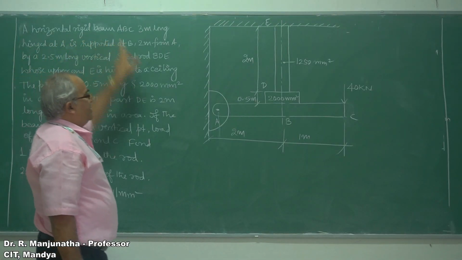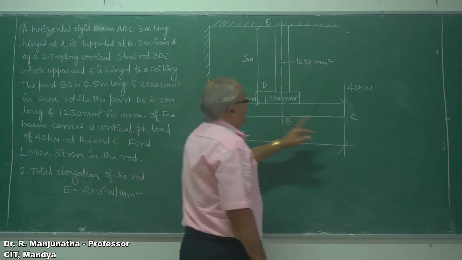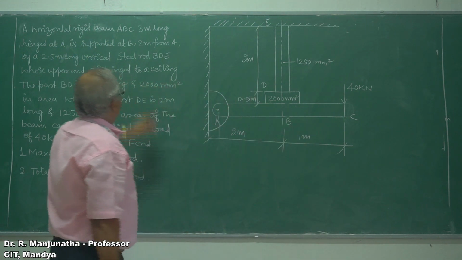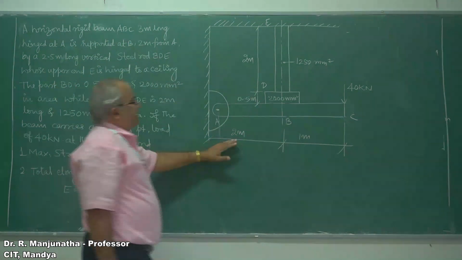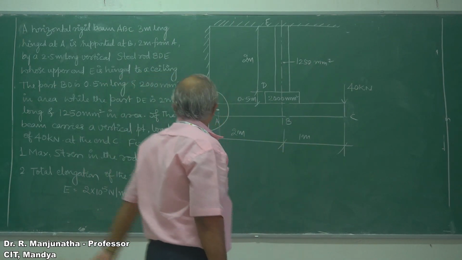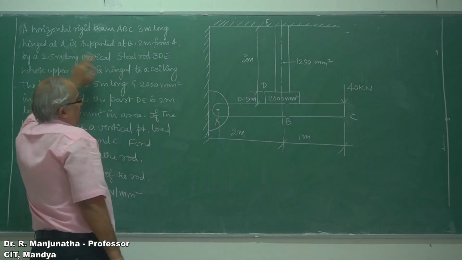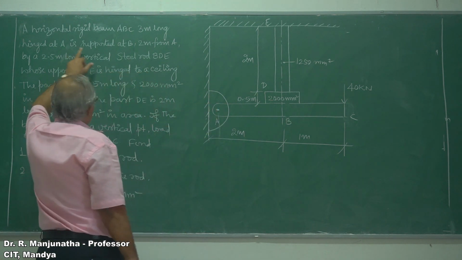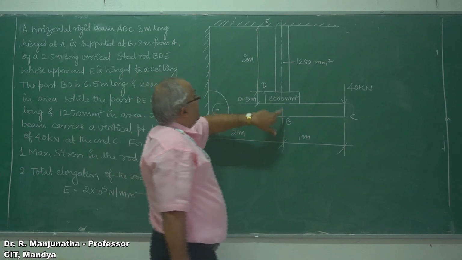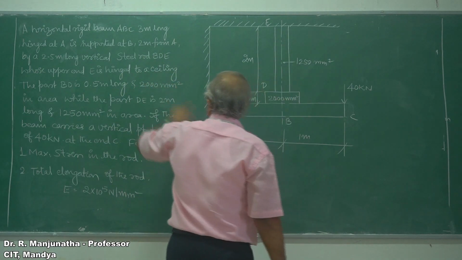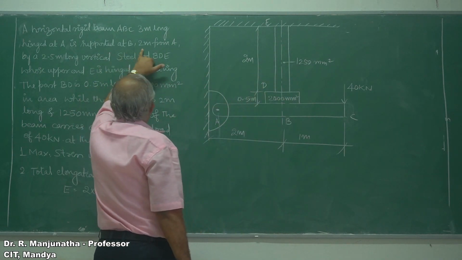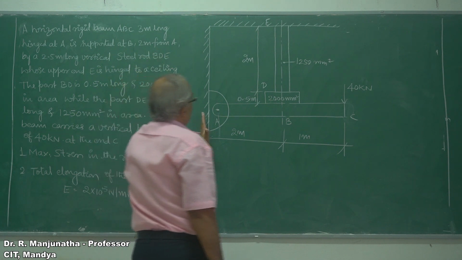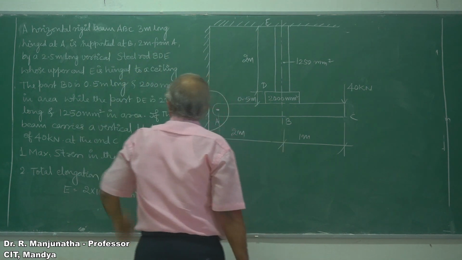A horizontal rigid beam ABC, 3 meters long. So we have 2 meters here and 1 meter here. It is hinged at A, so the hinged portion is at this point A. It is supported at B, that is at this point, 2 meters from A.